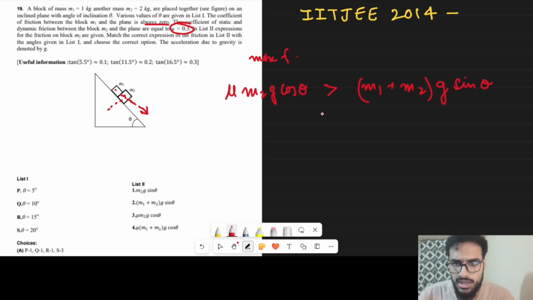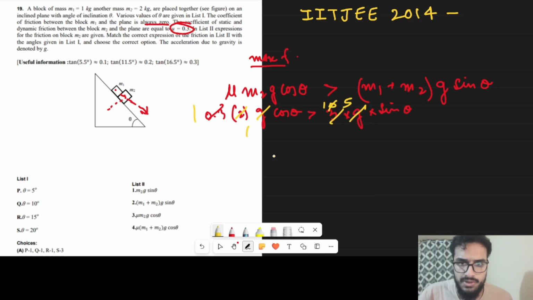That will be (M1 plus M2) g sin theta towards this direction for both of them. Fine. If the maximum friction is greater than the downward component down the incline, these two masses stay. Let's calculate it fast. Can we say 0.3 times M2, which is 2, g cos theta, is greater than 3 g sin theta? 3 twos are 6, 0.3 twos are 0.6, isn't that? 2 fives are 10, g and g cancel, positive values. So can we say tan theta is less than 0.2, that is 1 by 5?